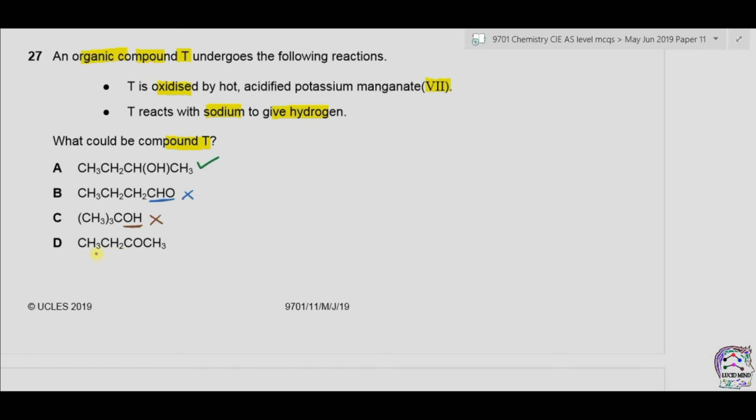Now moving towards the last one, we have a ketone functional group and there are 4 carbon atoms. Now a ketone cannot be further oxidized in a chemical reaction and it also does not react with sodium metal to form any product. So D is also incorrect. The correct answer is therefore A.